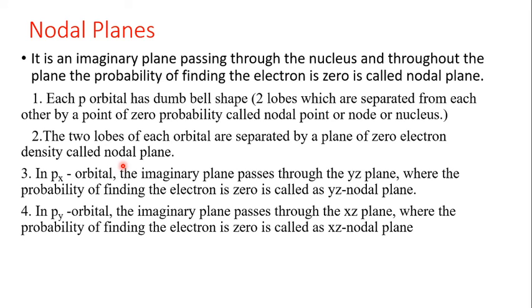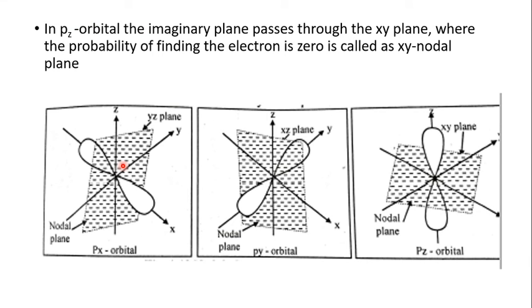In the px orbital, the imaginary plane passing through the yz plane, where the probability of finding the electron is 0, is called the yz nodal plane. In the py orbital, the imaginary plane passing through the xz plane, where the probability of finding the electron is 0, is called the xz nodal plane. In the pz orbital, the imaginary plane passing through the xy plane, where the probability of finding the electron is 0, is called the xy nodal plane.